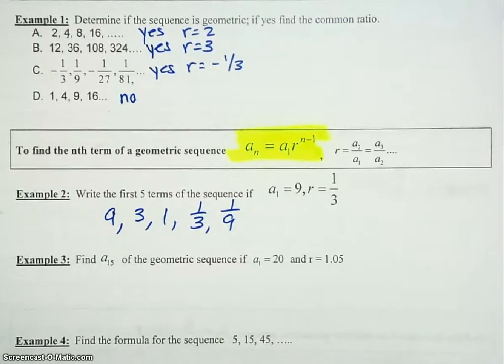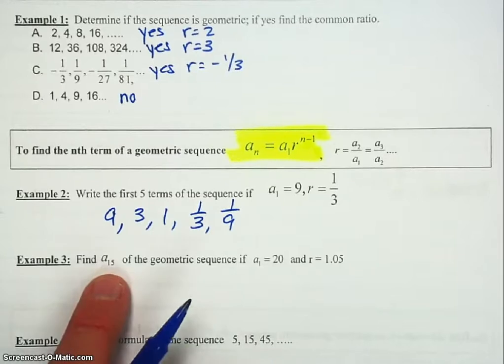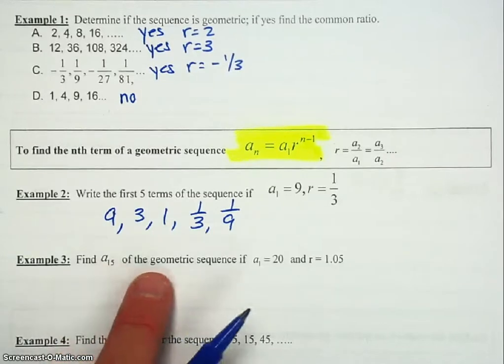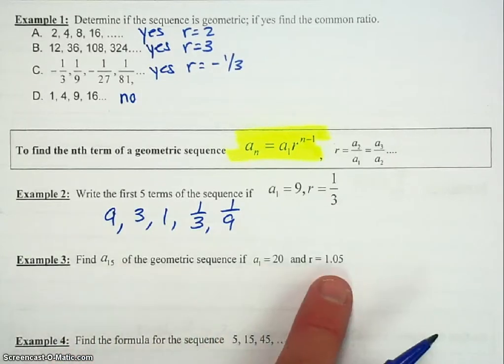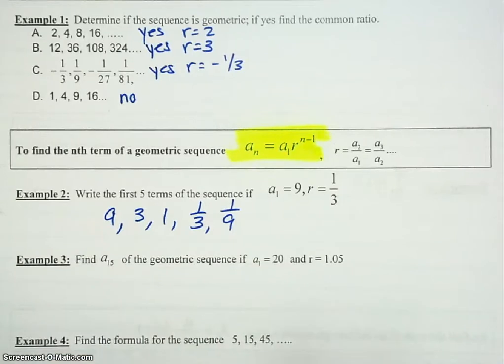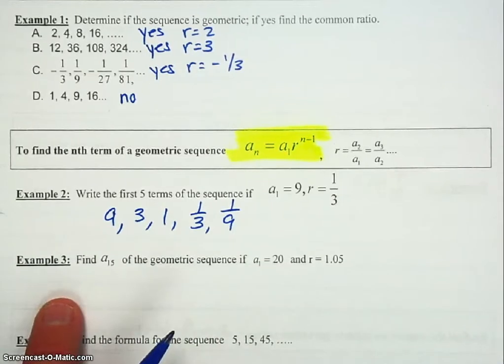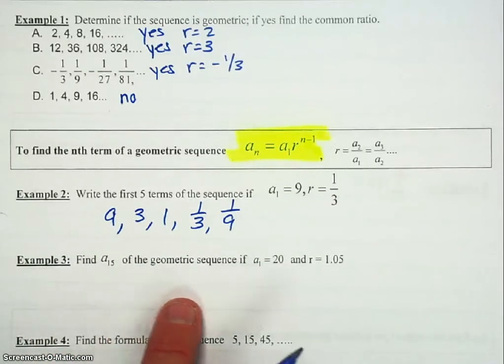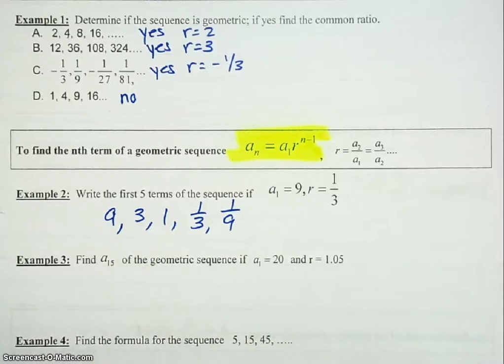Example 3 here, it says find A15, which means find the 15th term of this sequence where A1 is 20 and R is 1.05. So one way to do it would be to start with the 20 and then just keep multiplying by 1.05 until you have 15 numbers. And that's the long way. The shortcut way would be to use this formula right here.